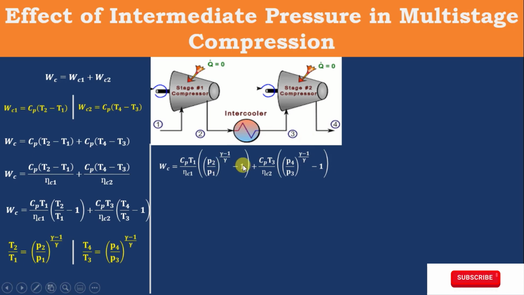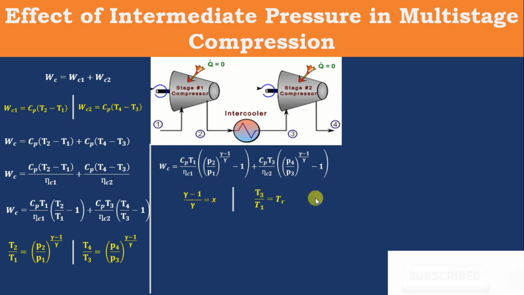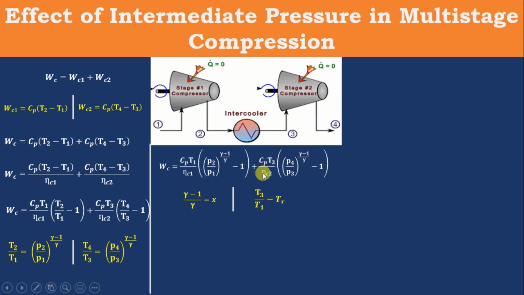To simplify this equation, let's take (gamma minus 1) divided by gamma as x. Then T3 divided by T1 is equal to R. So that this T3 can be replaced as R into T1. Substitute in above equation, you will get Cp T1 divided by first compressor efficiency [(P2 divided by P1) whole power x minus 1] plus Cp, instead of T3 you can write R into T1, divided by second compressor efficiency [(P4 divided by P3) whole power x minus 1].